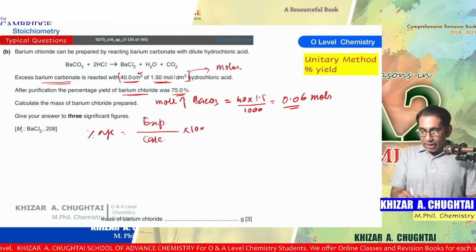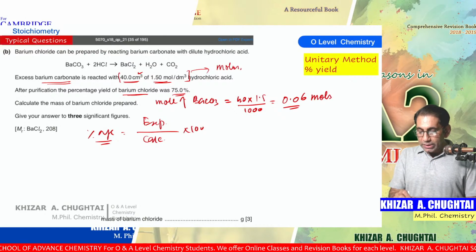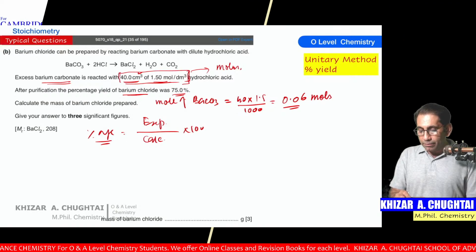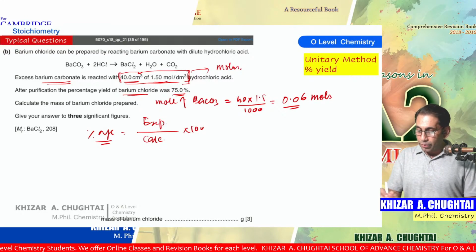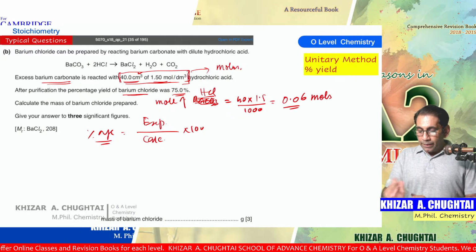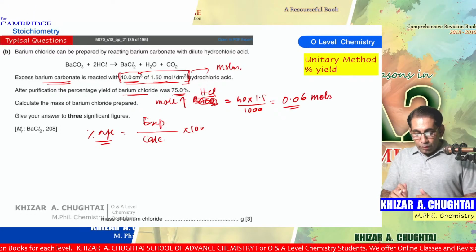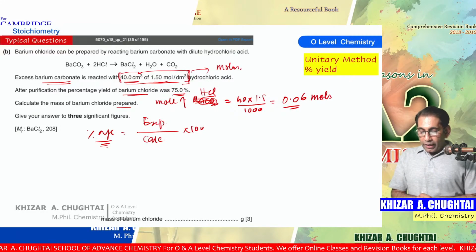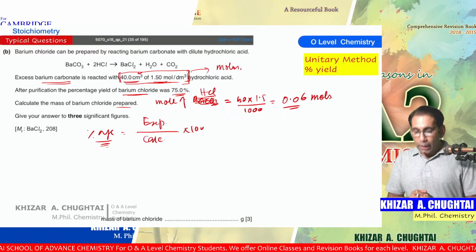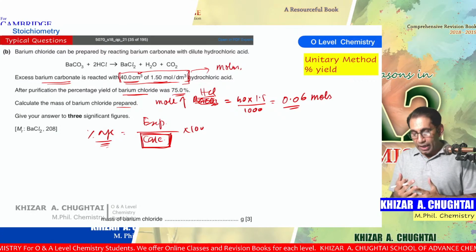Now we are having the answer of this percentage yield, right? We are having the moles of this, the moles of HCl, not barium carbonate, I'm sorry for that. Moles of HCl, those are going to react with the barium carbonate, and you are going to find the mass of the barium chloride, and here the percentage is given. Okay, now we can find the calculated answer.